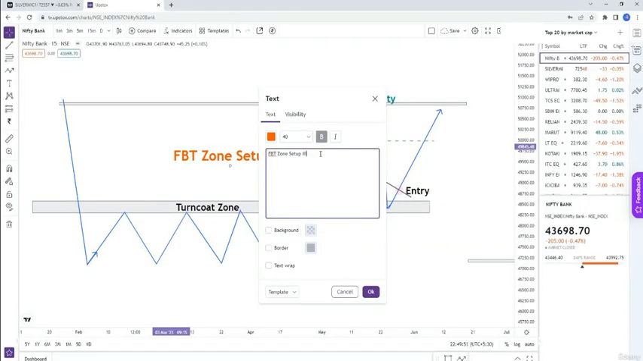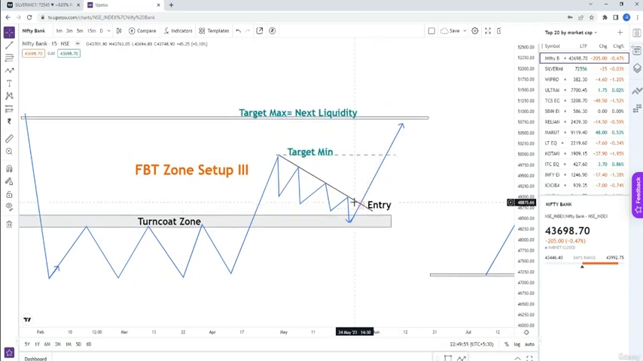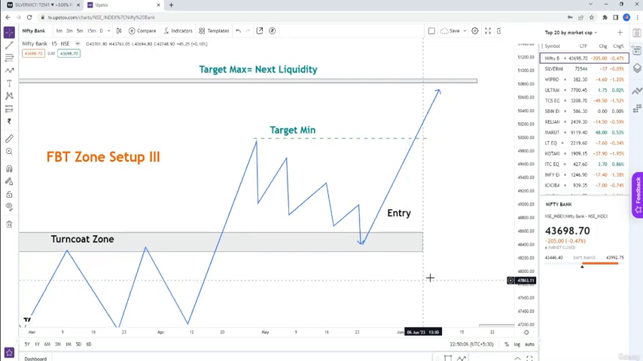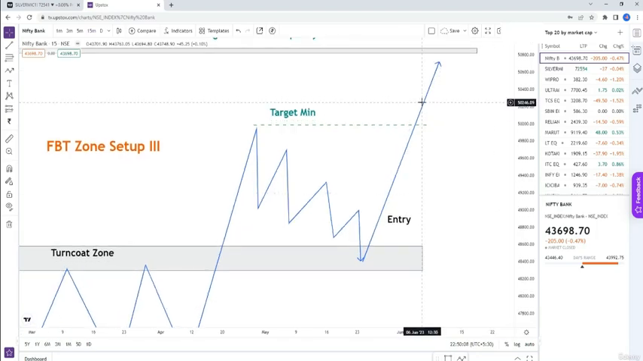Let's talk about FBT Zone Setup 3. In FBT Zone Setup 3, we do not trade based on the trend line. But what is the good thing and bad thing? In FBT Zone Setup 3, you might miss some trade, but the stop loss is very minimal, very minimal. How do we trade FBT Zone Setup 3?